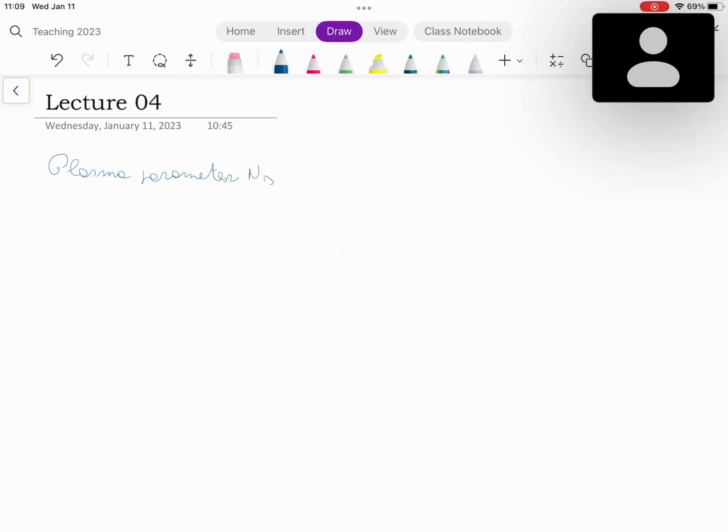And I was somewhat conflicted whether to add this last thing to lecture 3, but I didn't want to make it overly long, even though this is going to take only a minute. So there is one more thing that the plasma parameter can tell us.